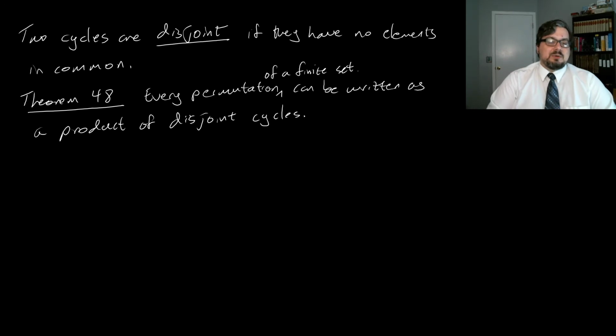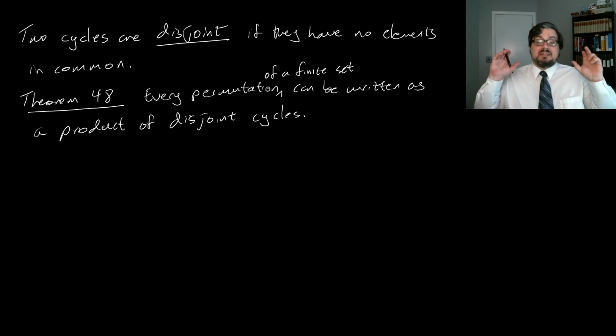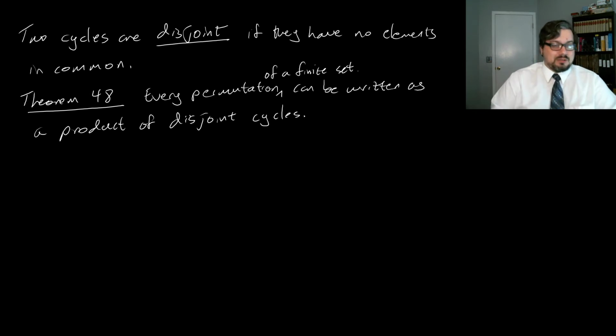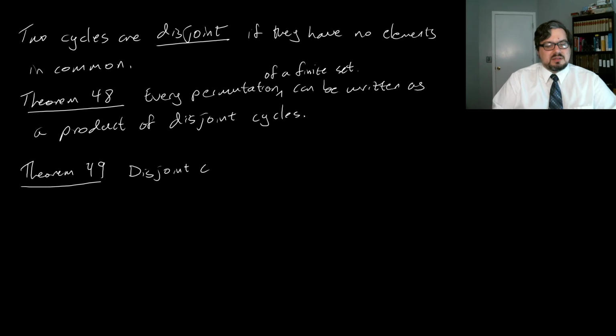So the next thing that we want to see about disjoint cycles is that they commute. Now normally, as we've seen, two different permutations typically won't commute. However, if the two permutations we're looking at are disjoint cycles, then they will. So Theorem 49, disjoint cycles commute.